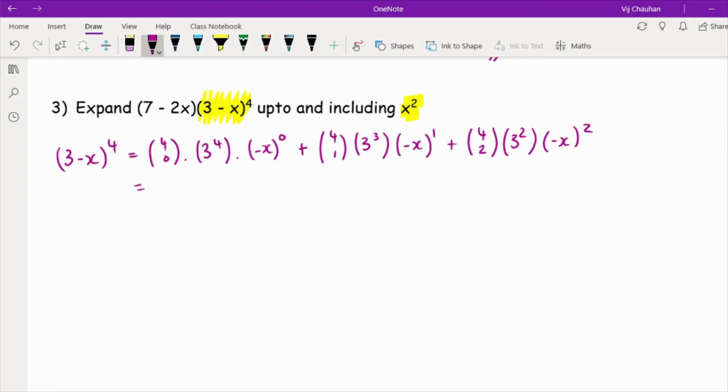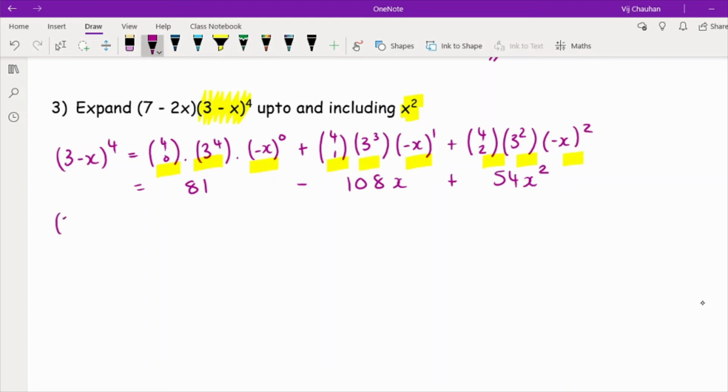Simplifying each of those out, I get 81 minus 108x plus 54x squared. What I've done here at the top is, rather than drawing columns, I've done the exact same process and just gone from there. So I can see that my expansion of (3 minus x) to the power of 4, up to x squared, is going to be 81 minus 108x plus 54x squared.